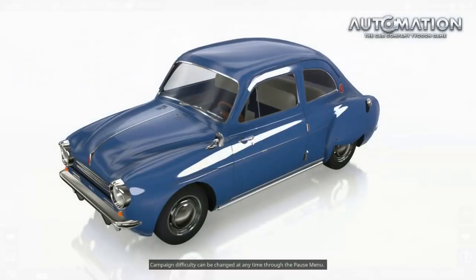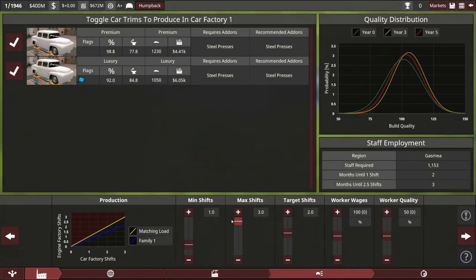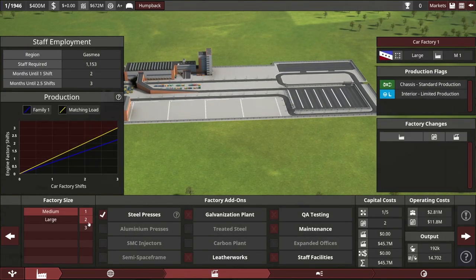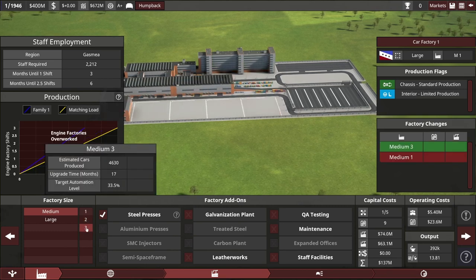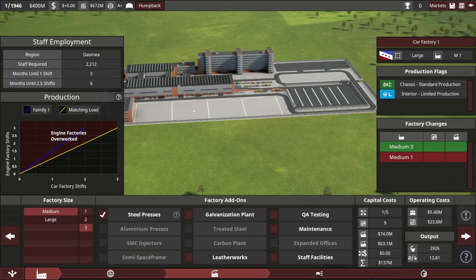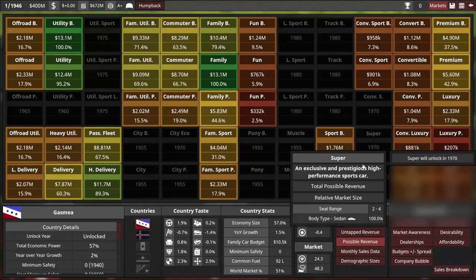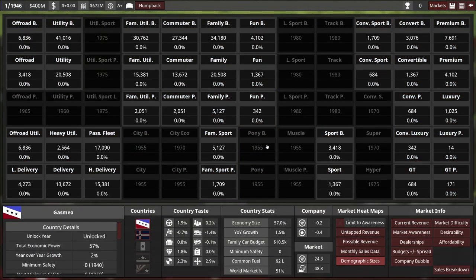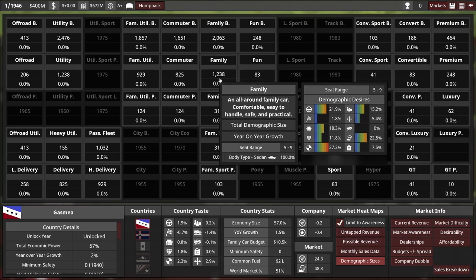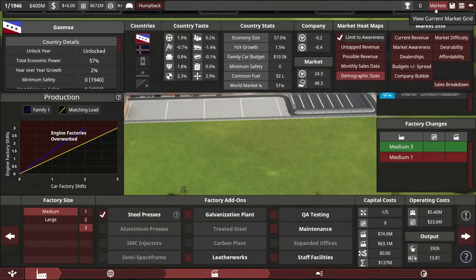And then onto the car factory, where it's basically the same story. Now, once again, I can try to make a lot more cars, but I'm not going to do that right away. If we wanted to, we could spend our money on making a medium three factory right away. In theory, that would help with our earnings potential a lot. But we go to this market screen here, look at the demographic sizes. There's 20,000 family buyers in Gazmia, but only 1,200 are aware of our company right now. We need our marketing to catch up before we build too many cars.